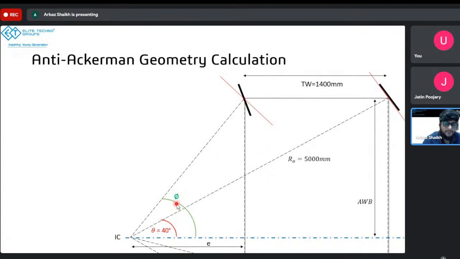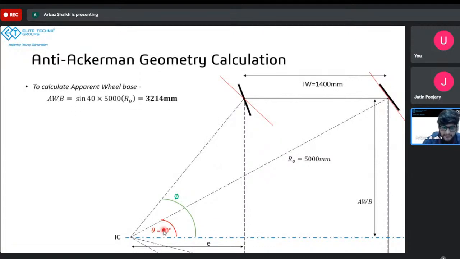And this angle is the sum of the slip angle plus the angle by which the wheel is moving. Okay, so it's not the wheel turning angle, it's not the slip angle, it's the sum of slip angle plus this angle by which the wheel is moving, which is the angle phi. Now again, we'll do the trigonometric calculation to first calculate the apparent wheelbase, right?